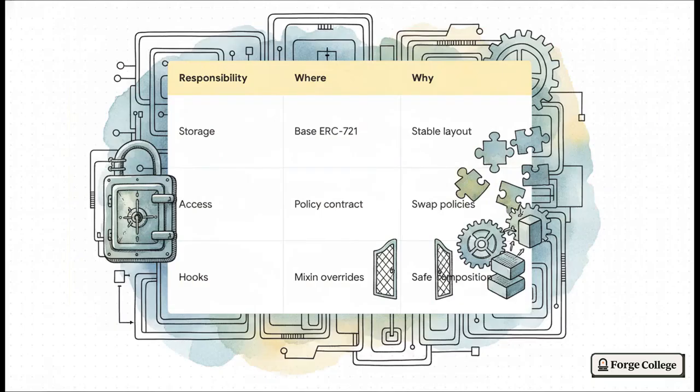Separating responsibilities is what actually protects your project. Core token storage stays right there in the base contract, so your data layout remains perfectly stable for future upgrades. Access control, that goes into a policy contract, meaning you can literally swap out the rules later without destroying your core data and ruining your entire weekend. And feature hooks go into mix-ins, allowing you to compose behaviors safely. It's just a brilliant, elegant approach to modular engineering.